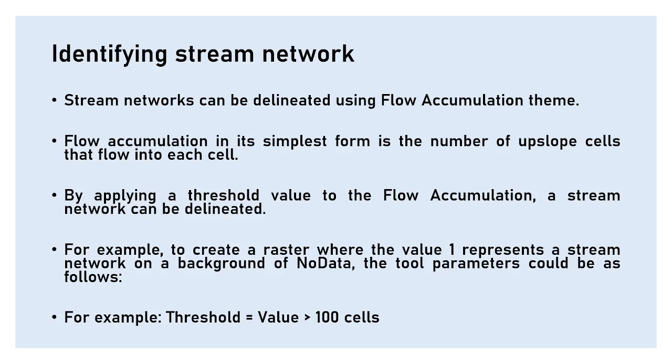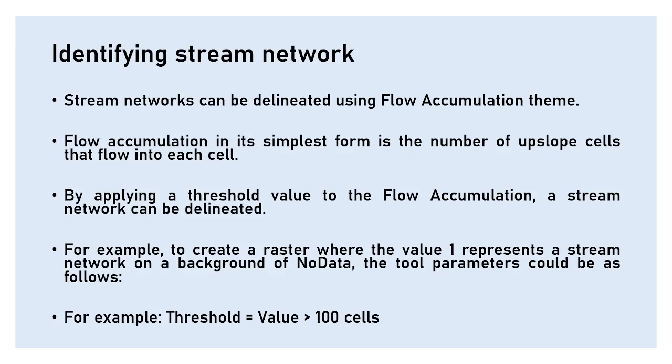Downslope means from a higher elevation to a lower elevation. Upslope means from a lower elevation to a higher elevation. So the number of upslope cells that flow into each cell actually helps you to understand the flow accumulation. For example, to create a raster where the value 1 represents a stream network on a background of no data, the tool parameters could be like this.